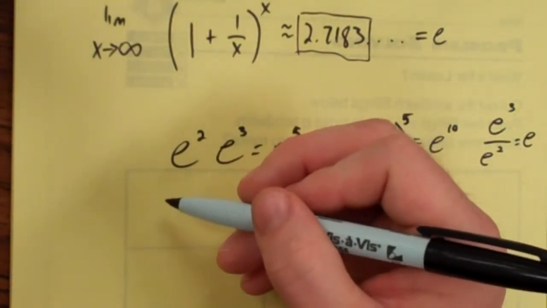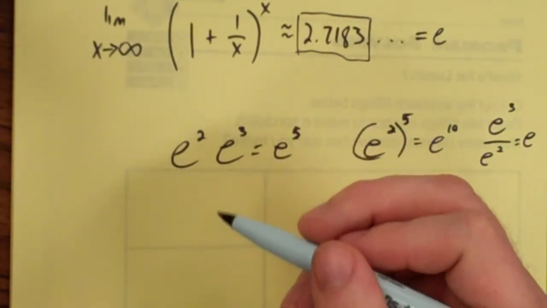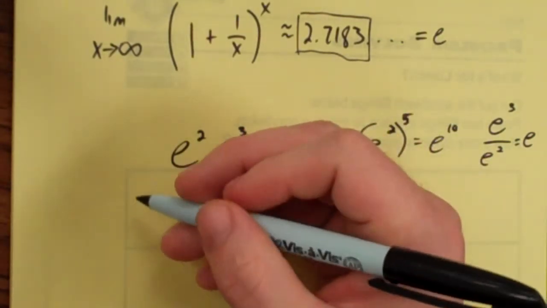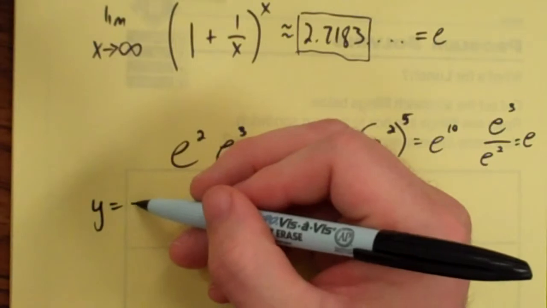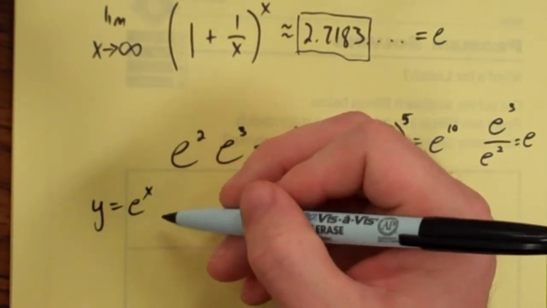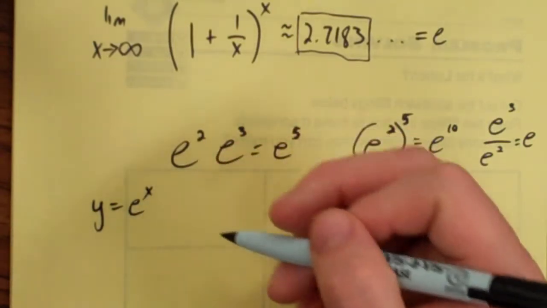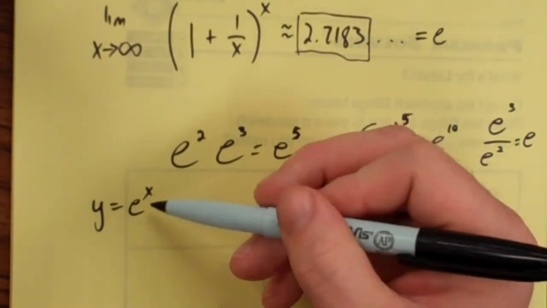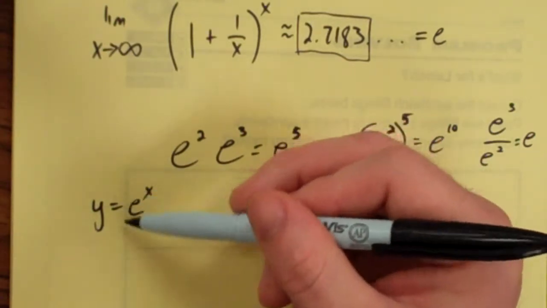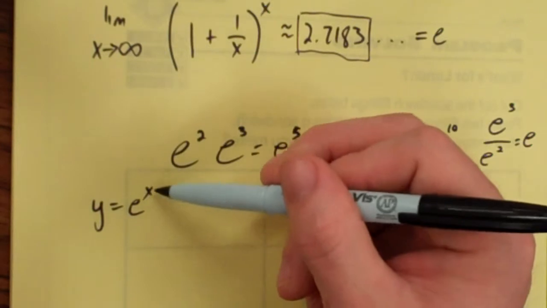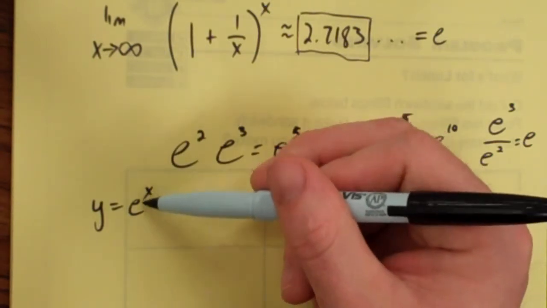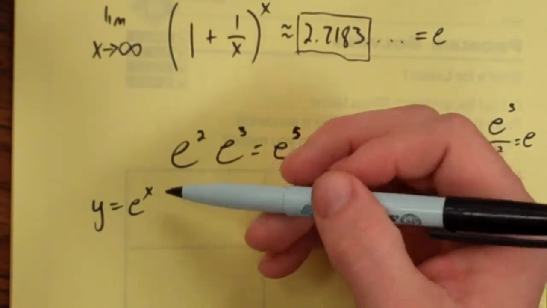And we'll do more exact problems in the practice problems, but just for example, if y equals e to the x, is that exponential growth or decay? Well, remember, we know it's exponential because the variable is in the exponent. That's what makes it exponential.